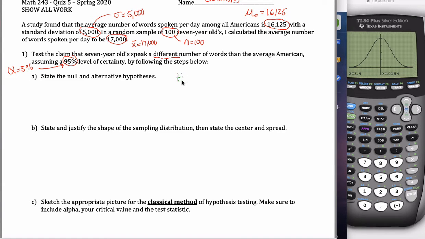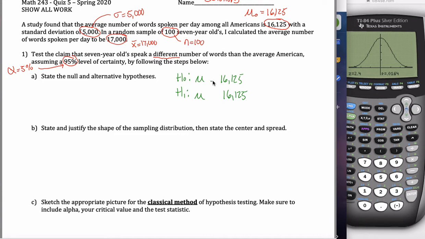The idea with your null and alternative hypotheses is they're both going to compare mu, which would be the population average number of words spoken by all 7-year-olds. So not the population average number of words for all Americans, but just of 7-year-olds, not the sample of 7-year-olds, the population. You're comparing mu and mu naught, the population average for all Americans, the 16,125. And you do that for both mu and mu naught.